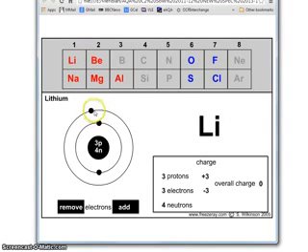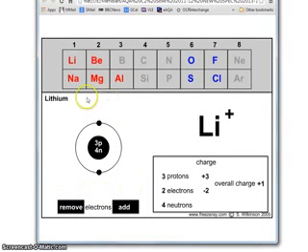So it was there to accommodate that third electron. If we remove it, that shell disappears because it's no longer needed.